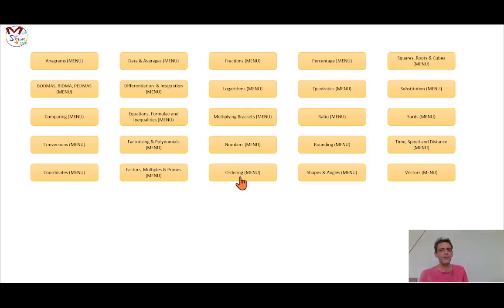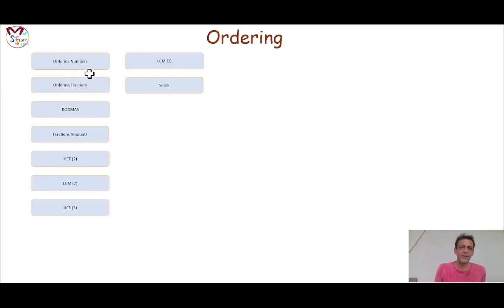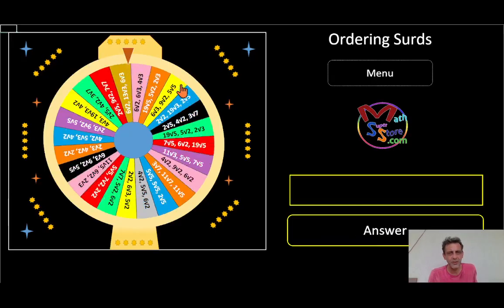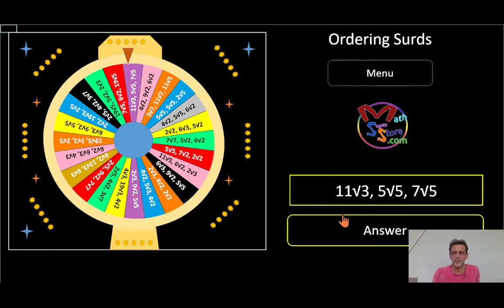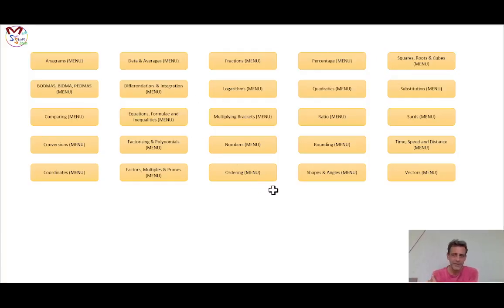Okay, ordering menu. I'll quickly go through this. These orderings are ordering numbers. That's on the numbers menu. Ordering fractions is there on the fractions menu. Ordering BODMAS, and we've got all these, and also ordering surds. When it comes to surds, there'll be an option for ordering surds. You work out the surds properly, so it'll be square roots of whatever it is, and then put them in order. There we go. And that's ordering.